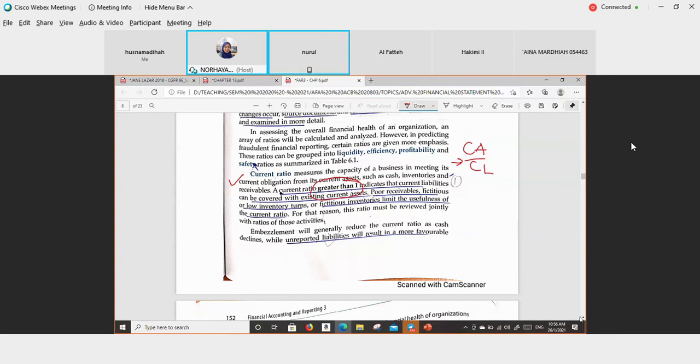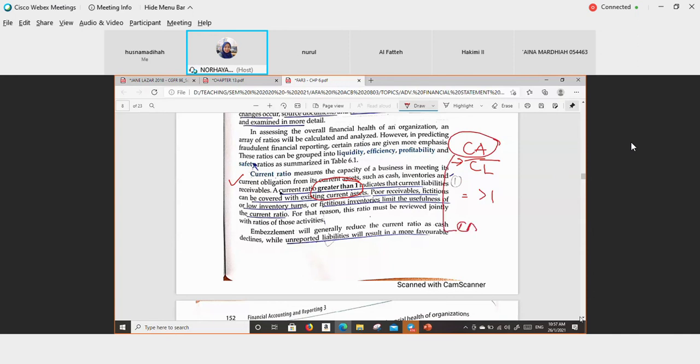Kalau you ingat lah, you mesti ingat. Kalau dia indicate more than 1, maksudnya apa? Maksudnya current asset mampu cover. Yes, dia boleh cover current liability. Betul tak? So what comprises current asset?